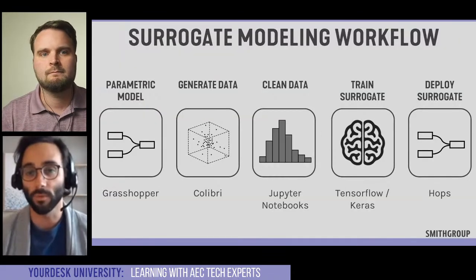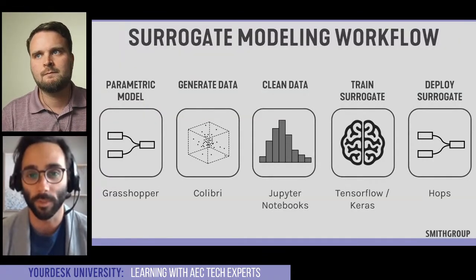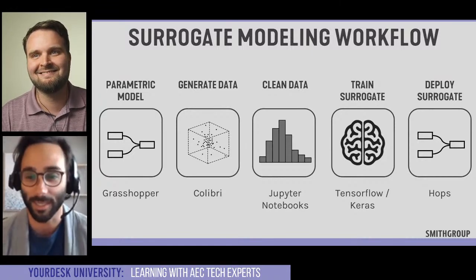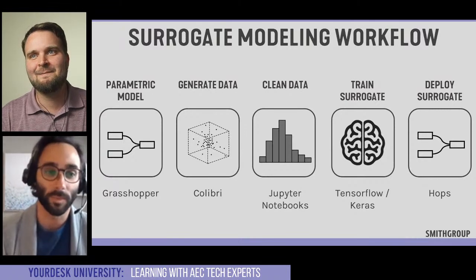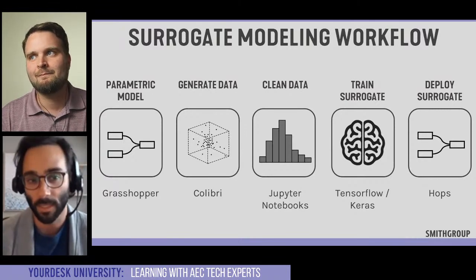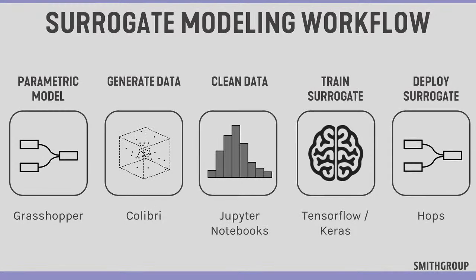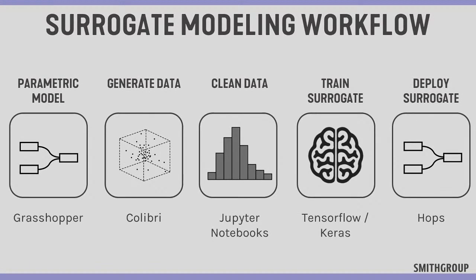This is the overview of the workflow that we'll be going through. By the end, I hope the term surrogate modeling doesn't sound like something weird and somehow related to pregnancy, because it's not. The workflow here is taking a parametric model in Grasshopper, generating a bunch of data using something like Colibri, and then spitting it out of Grasshopper into a proper coding platform. In this case, I'll be using Jupyter Notebooks to clean the data, and then TensorFlow and Keras to train a surrogate model. This is the machine learning part of it. And then bringing it back into Grasshopper to deploy it in actual relevant design workflows using Hops, and we'll also talk about the Owl plugin.